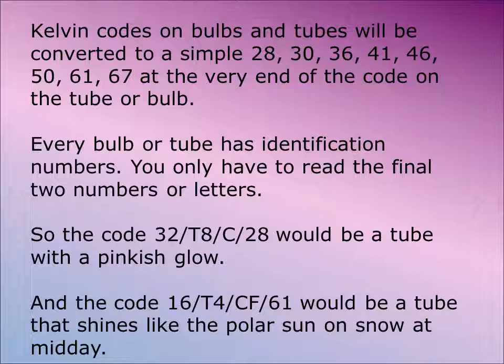So if you find a code that says something like 32/T8/C/28, we want to focus on that 28, that very last number. And that's going to tell us what the color range is. We know 28 is the red-pink range, and that's right where we want it, because our eyes will be working 2 trillion times slower than they would if we picked a light that was in the blue range.